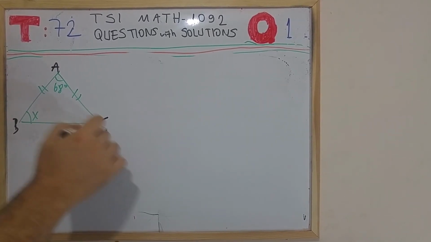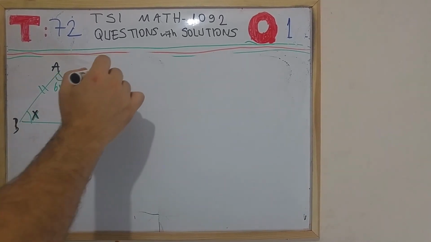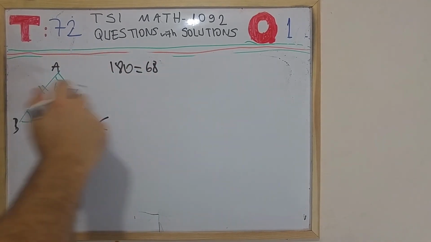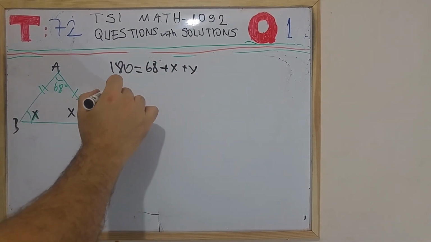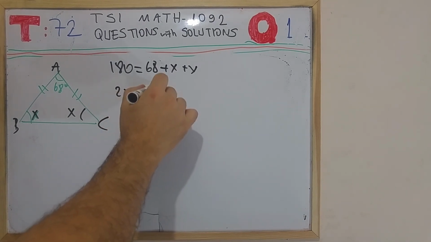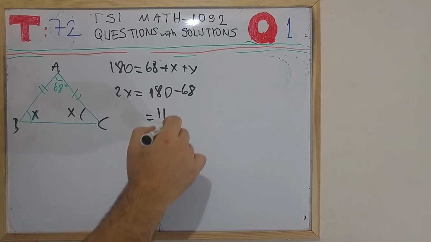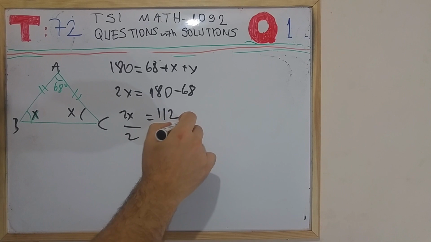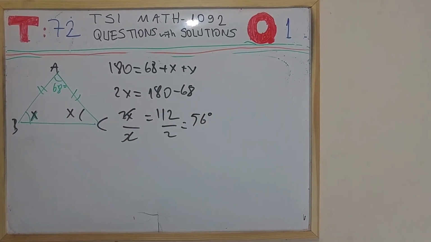Since AB is equal to AC, this angle being x, this angle will also be x, and the internal angles of a triangle is equal to 180. That would be equal to 68 that I have here, plus x. Therefore 2x would be equal to 180 minus 68, which would be equal to 112. So x would be equal to, when I divide this by 2, x would be equal to 56 degrees.